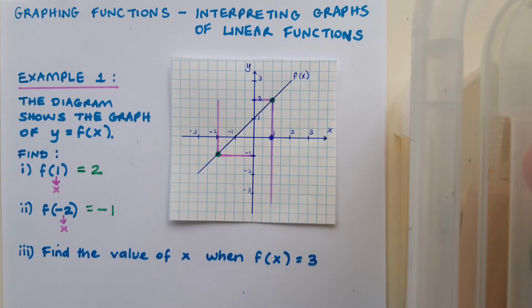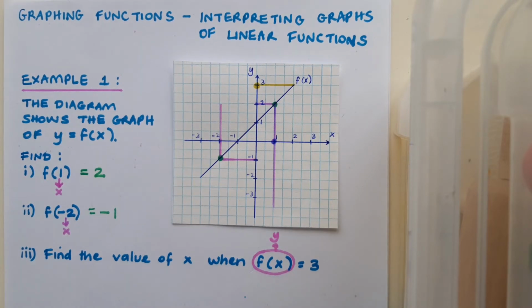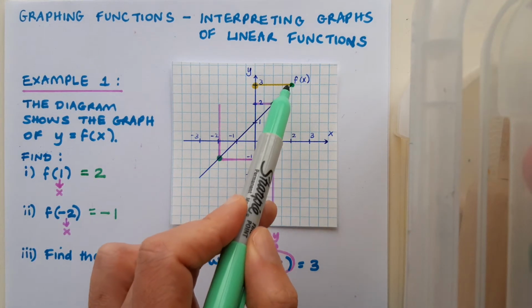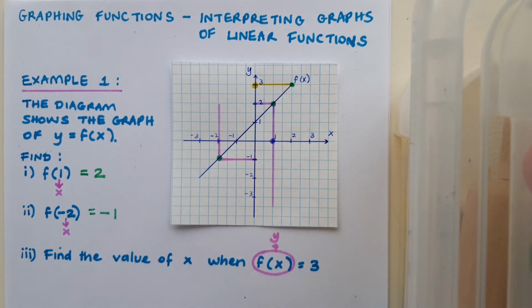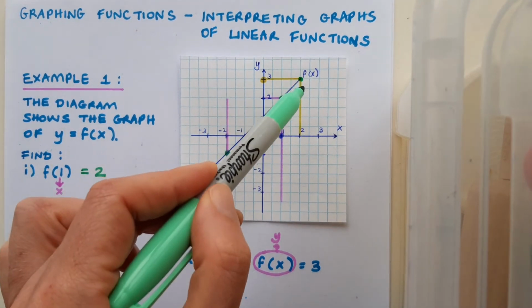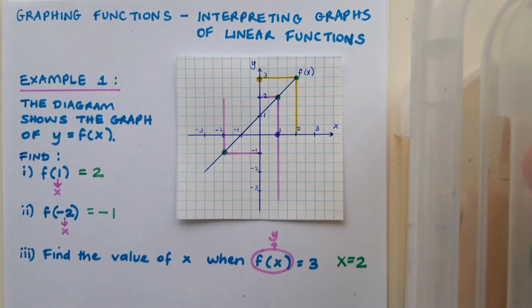The next question says to find the value of x when f of x equals 3. We know that another name for f of x is y, so really it's saying find x when y equals 3. This means that I should go to 3 on the y-axis to begin with. Now I'll draw a line horizontally through this. I can see that it meets the line f of x at this point. So now I'll draw a line down from that point to see where I land on the x-axis. This time I can see that the line lands on 2 on the x-axis, and that's my solution, that's the value of x. So I should write my solution as x equals 2.